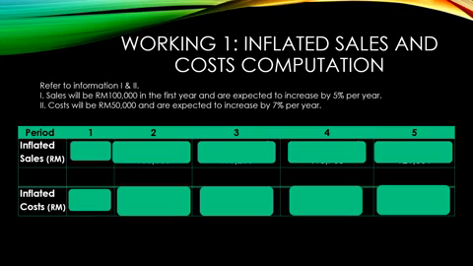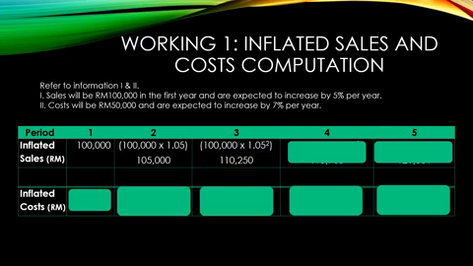We are going to compute the inflated sales and costs. You need to refer to information number 1 and number 2. Now, we are going to compute first the inflated sales. Sales will be 100,000 ringgit in the first year and are expected to increase by 5% per year. It means that for period 1, the amount of sales will be 100,000 ringgit. And in year 2, it will increase by 5%. Therefore, 100,000 ringgit you multiply with 1.05, you will get 105,000 ringgit.